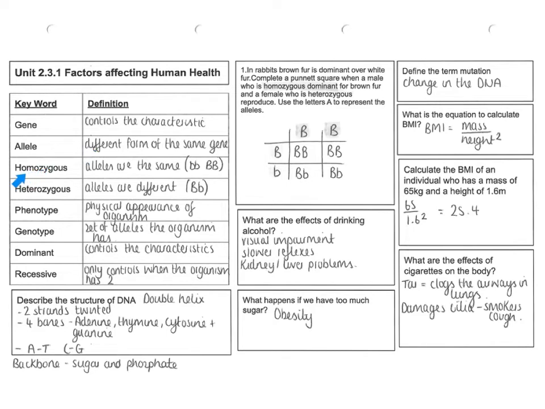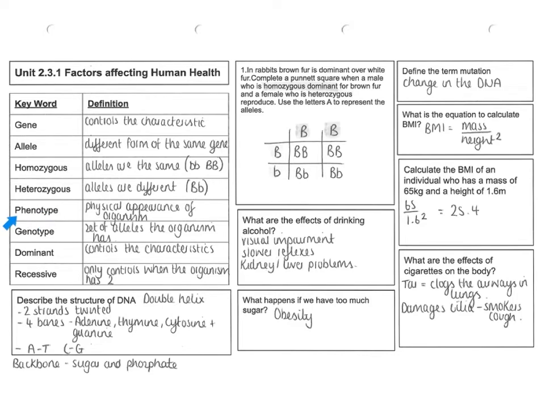We've got a homozygous allele, for example, and the alleles are the same, so they can either be homozygous recessive, or they could be homozygous dominant for capital letters. You've got heterozygous, so the alleles are different and it can only be big B, little b, or whatever letter they decide in the question.